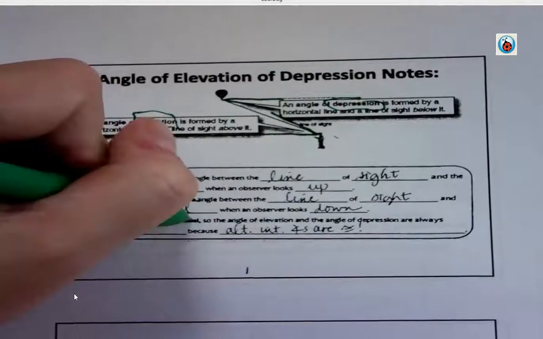So that's very important, the fact that there's always a horizontal line. You notice right here, I want you to circle these two words, horizontal, horizontal. Very important. Every angle of elevation and depression has a horizontal line. Okay? So let's move over to the next slide.